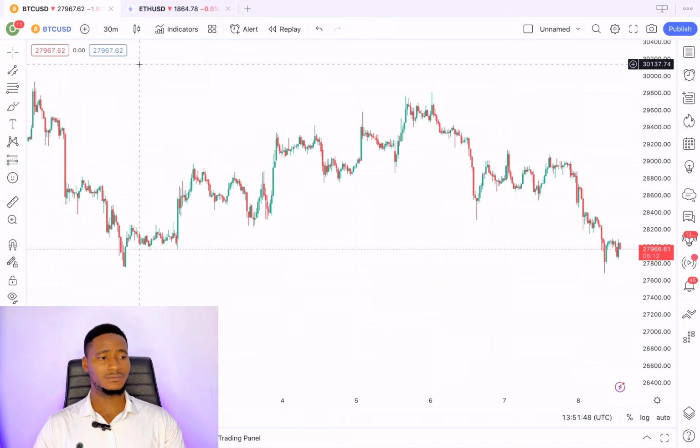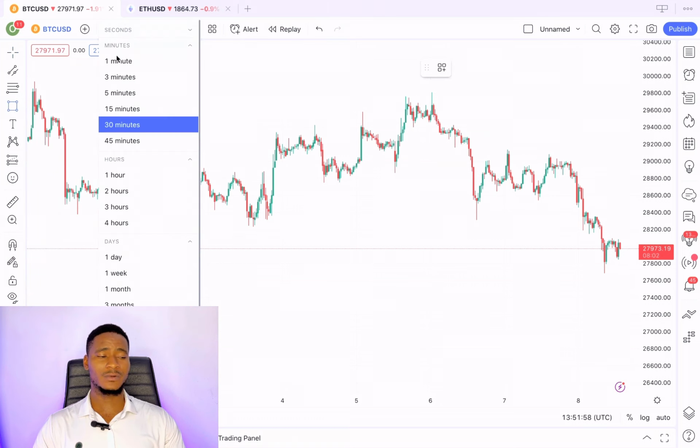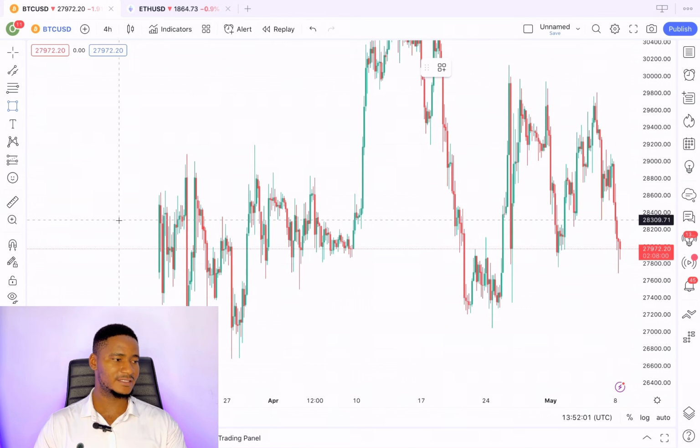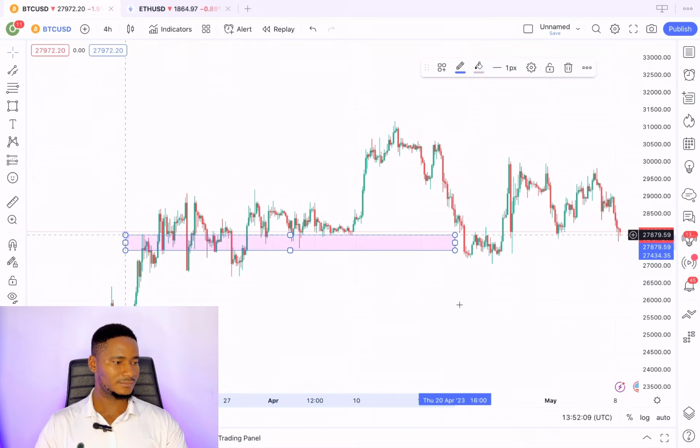There are a few things to do when you want to make your analysis for this trade. First of all, you would identify your support and resistance level, which is very crucial, and that will take us to the 4 hours or the 1 day time frame. I always advise that you use a higher time frame when you want to get a good support and resistance level. So I'm just going to make one here.